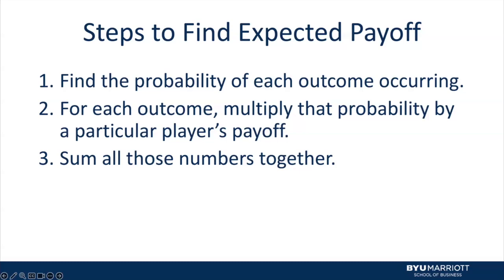The first step is we're going to find the probability of each outcome occurring. Remember in a game, there are these four different outcomes. So we're going to take the probabilities of each player and multiply them together to find the probability of each outcome. And then for each outcome, we're going to take that probability and multiply it by a particular player's payoff. Then we'll sum up all those numbers together, and that's going to give us the expected payoff for each player if they play this game.